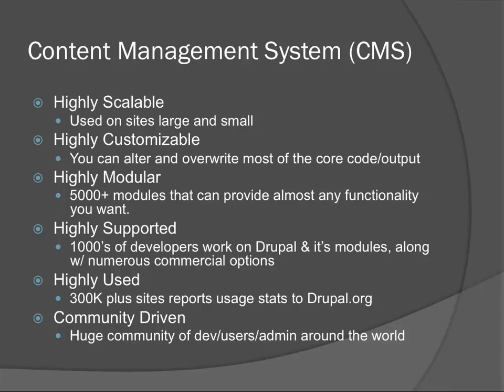But on the Drupal.org site alone, there's hundreds of thousands of users. Probably about 5,000 to 10,000 of those are actively involved in contributing code back to the Drupal community. It is highly used. Currently, Drupal.org reports about 300,000 sites using the Drupal platform. That number is conservatively low because a lot of sites that are on the older platform of Drupal don't actually report back to Drupal.org. A lot of people don't turn on the reporting feature to tell Drupal.org that they're using it. So it's much, much higher than 300,000.